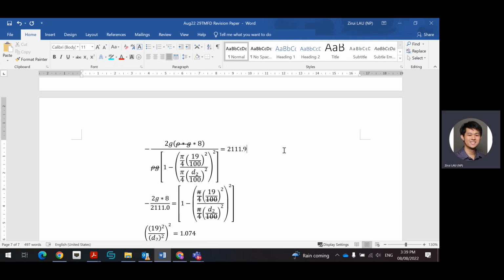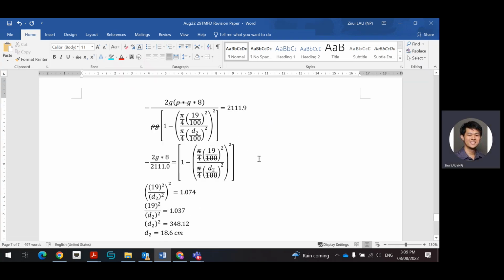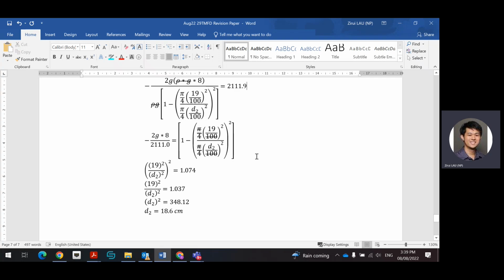Oh, you used it the other way around. Okay, then correct. That means your formula is the other way around. Can also. But never mind, it's good. At least you reaffirm that the answer is correct. So it's 18.6 now.